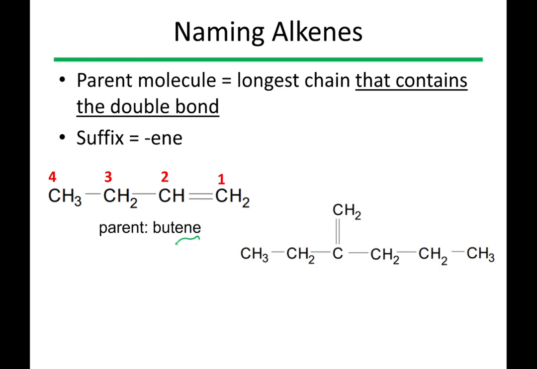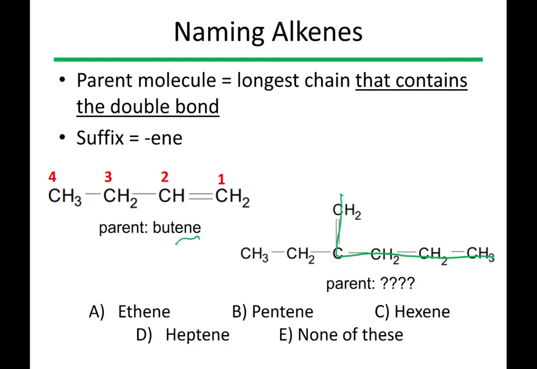Here's another compound. So if we were going to count these, again, we want the longest chain that contains the double bond. So we'll start here and make the longest chain that we can. So with this chain highlighted, what would be the parent of this particular hydrocarbon? That's correct. So this would have 5 in the chain, would use the prefix pent, and then the suffix -ene. So this would be a pentene.